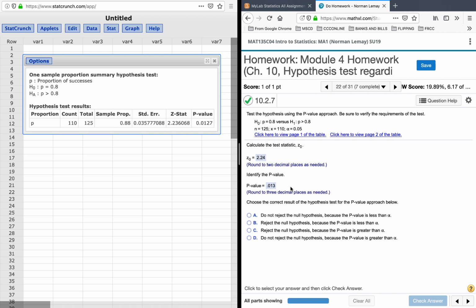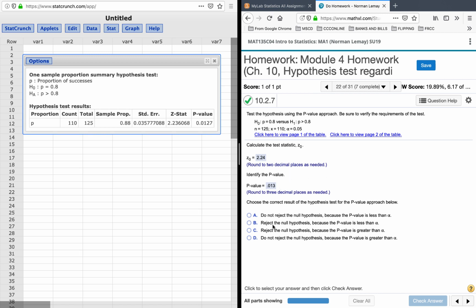Since the p-value is smaller than the alpha level, we will reject the null. In other words, what this is telling us is that there is sufficient evidence in the data that shows support for the alternative hypothesis. I really want to emphasize that. We're not saying that the alternative is true and the null is false. What we are saying is that there's enough evidence in the data to show support for the alternative.